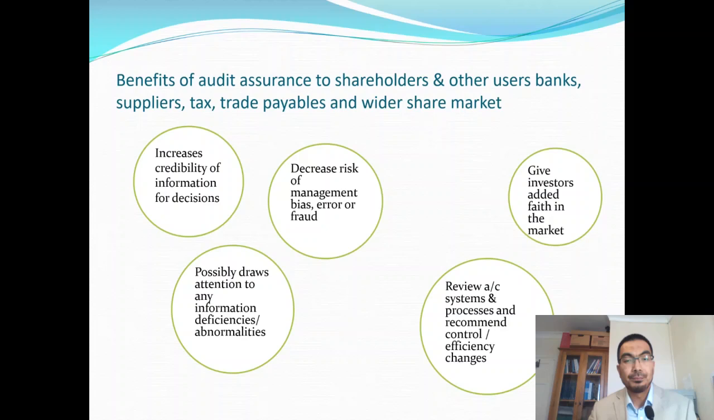These are all benefits of the audit assurance. Why? Because auditors already reviewed accounting systems and the process, how it's going to be run, and also the recommendation. They give recommendation how to control the efficiency of the systems.